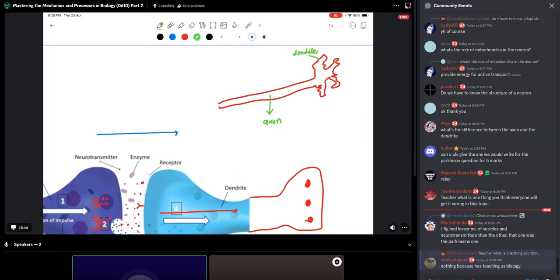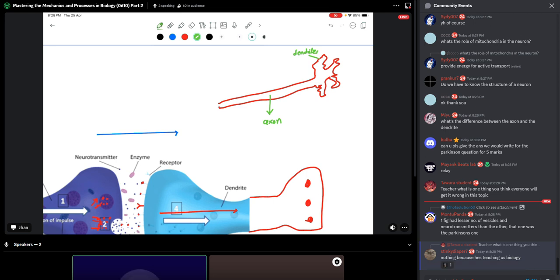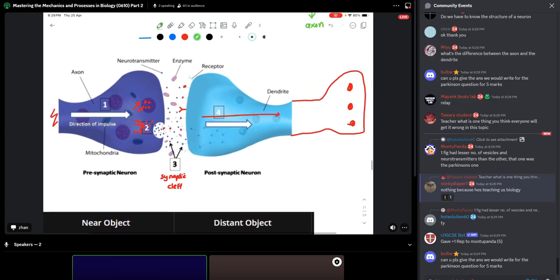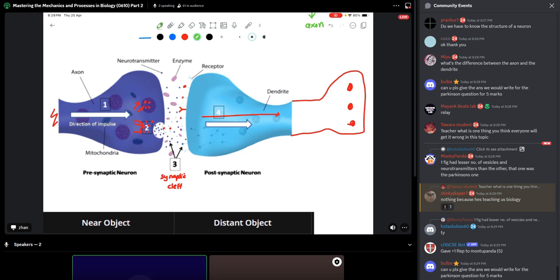What is one thing you think everyone will get wrong in this topic? Honestly, the hardest question that possibly can come out is, of course, an application question like the Parkinson disease. So that question in the end is not difficult at all. It's just that it wants to test you back on this synapse. You must know how this entire thing works.